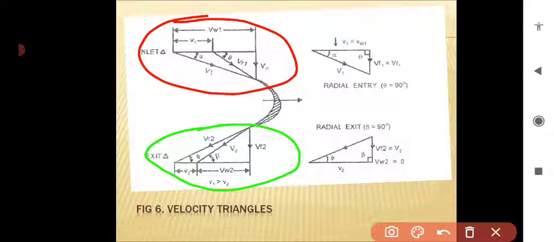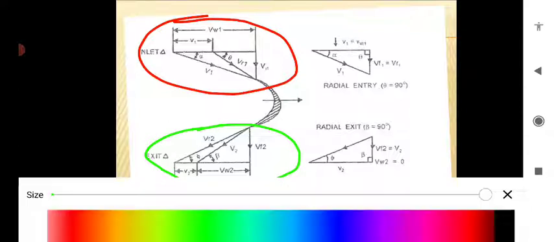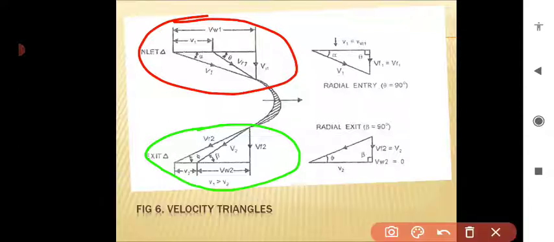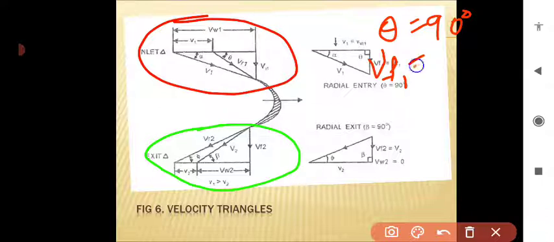For radial entry, theta is equal to 90 degrees. In this case, from the inlet triangle, here theta is equal to 90 degrees, and the flow velocity is equal to the relative velocity, because theta is equal to 90 degrees. Flow velocity is equal to relative velocity.